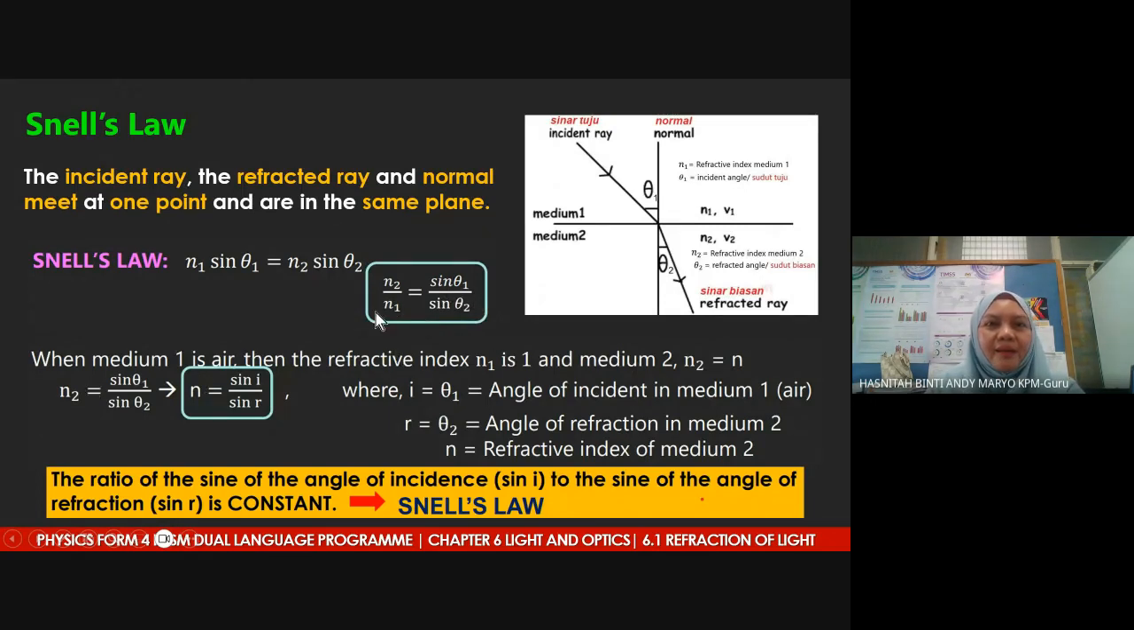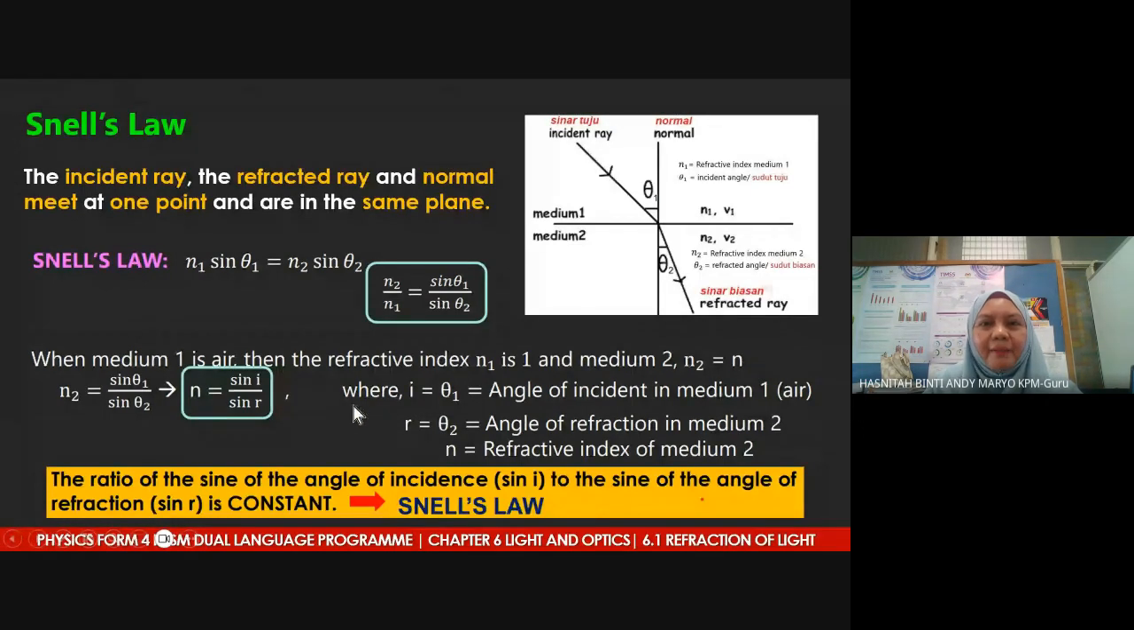If the first medium is air, then the refractive index will be 1, as from the table just now, refractive index for air is 1.00. Which means N1 is 1. Down here is 1. Medium 2, we name it as N. N2 equals N.